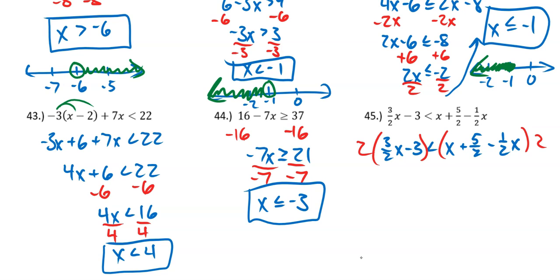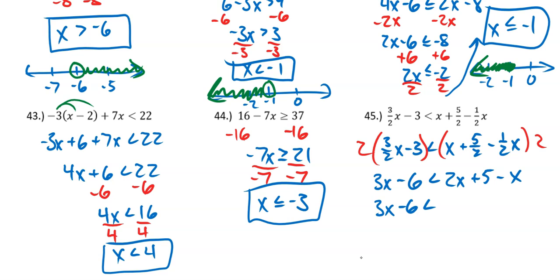Okay, so I'm going to distribute that 2 to everything on each of these sides. So here that's going to be a 3x minus 6. Over on this other side, it's going to be a 2x plus 5 minus x. And it really simplifies this thing a lot when we get rid of those fractions. So multiply through the common denominator, multiply everything by that common denominator, get rid of the fractions, and now we can solve this one the same way we'd normally solve it.